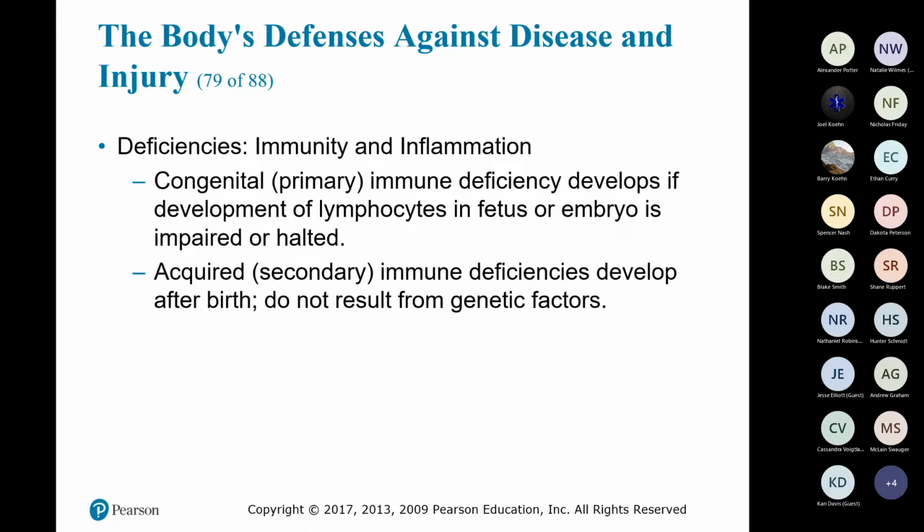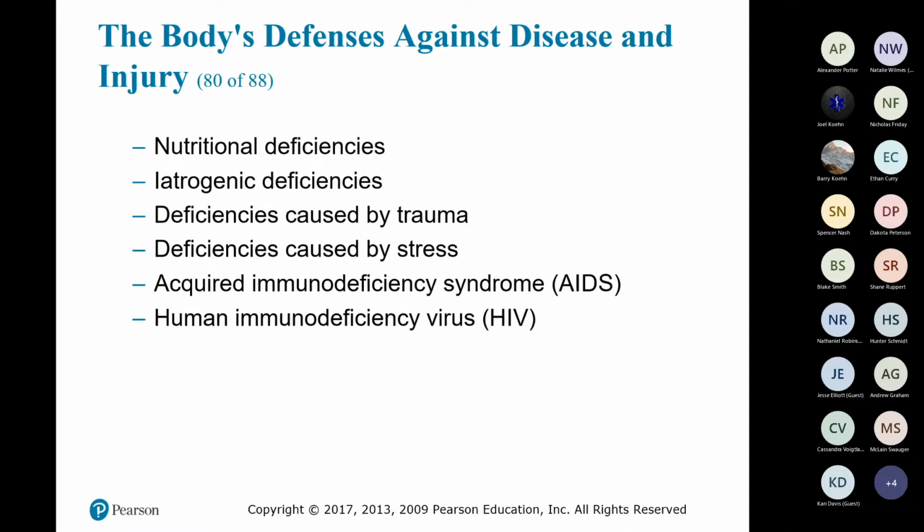So immunity and inflammation, congenital deficiencies, things we can inherit from our parents, right? Generally, it's from our mother. Acquired immune deficiencies developed after birth do not result from genetic factors. So that could be, again, just based off of development when we were nothing more than a fetus or an embryo. Nutritional deficiencies, deficiencies caused by trauma, deficiencies caused by stress, immunodeficiency syndrome, AIDS, human immunodeficiency virus.